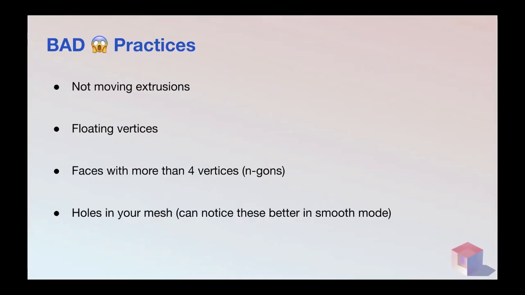And do not have floating vertices. Floating vertices are the reason why you have very bad edge flows, because they make a very bumpy surface for you, but you don't even know it. And third is faces with more than 4 vertices, which is n-gons. We just talked about it, we do not like that. We want to basically keep everything in a quad mesh. And last one is pretty self-explanatory. You don't want holes in your mesh.